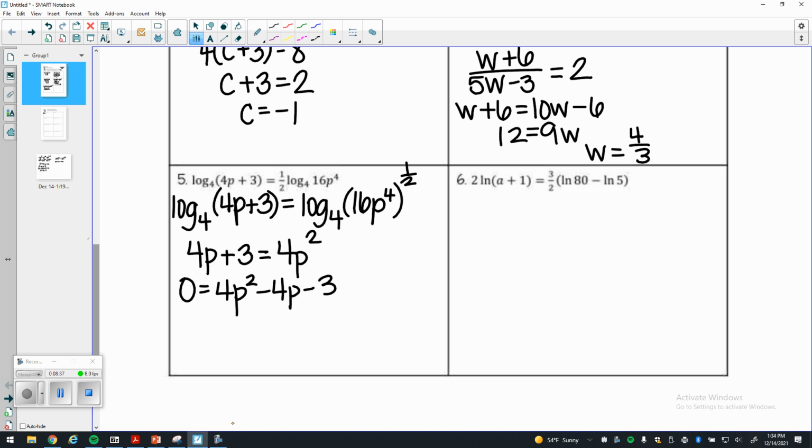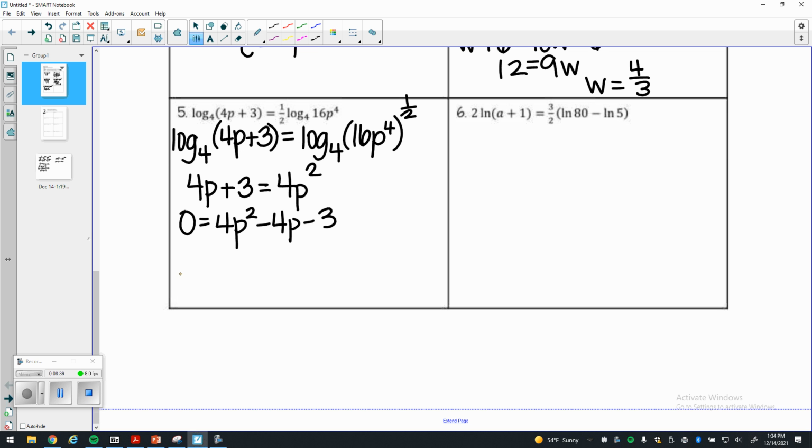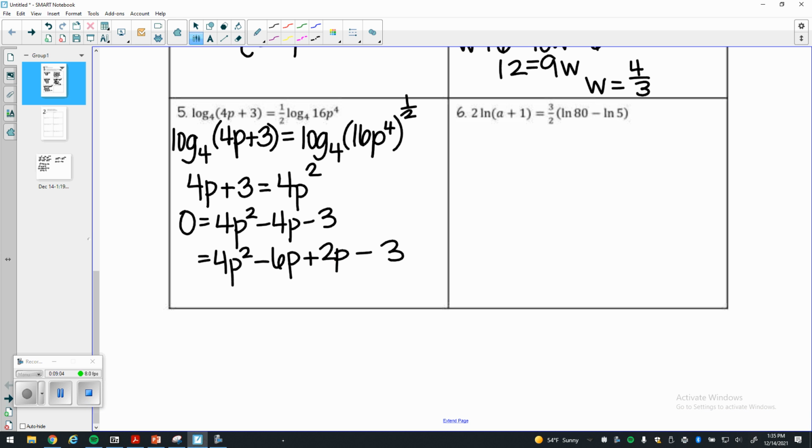You guys follow me here? Bring down the first term. Bring down the last term, yes? Multiply 4 and negative 3. 4 times negative 3 is negative 12. What multiplies to negative 12 that adds to negative 4? Negative 6 and positive 2. Okay. How many terms do I have?